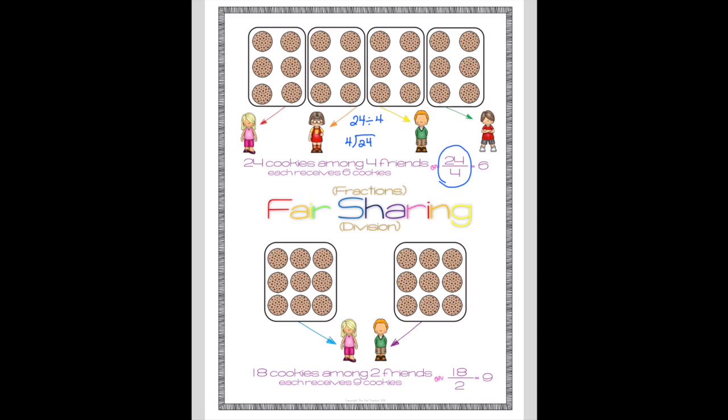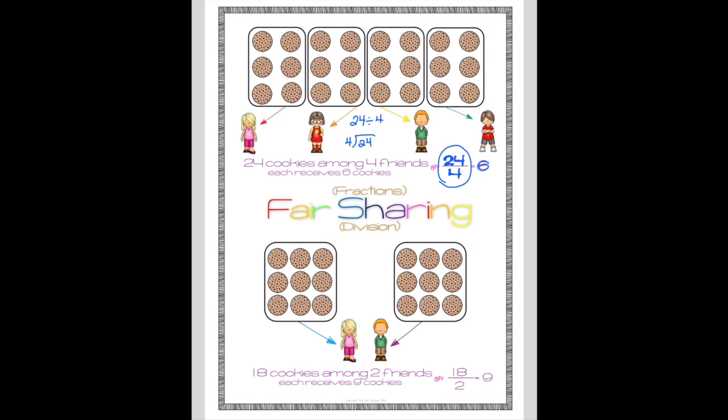So we have a total of 24 cookies, and we need to share them amongst 4 friends. So 4 is the total number of groups we have, and 24 is the amount of cookies that we're talking about. So if we divided 24 cookies into 4 groups, we would get 6. So each friend would receive 6 cookies. Okay, so this is how we use fractions for sharing. It's basically division, because division is also about sharing, right?